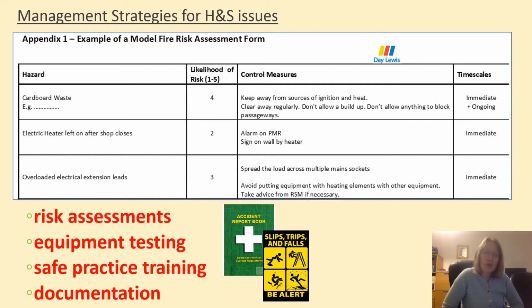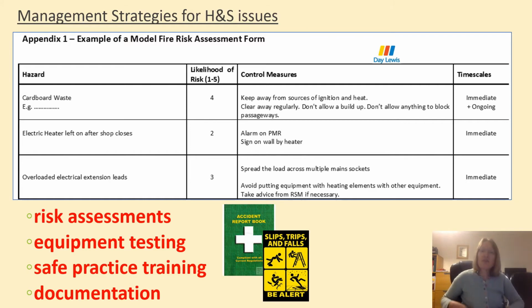And we also do risk assessments for many of the health and safety issues that come up. One of them is fire, and we have to do a fire risk assessment. And so this is one of our fire risk assessments at the top here, and you can see it's labelled up as hazard, and the first hazard there is cardboard waste. And what's the likelihood of that risk on a scale of 1 to 5? So it's quite high, it's a high risk, and your control measures are keep away from sources of ignition and heat, clear away regularly, and don't allow it to build up, and don't allow anything to block the passageways, and the timescales are immediate and ongoing.